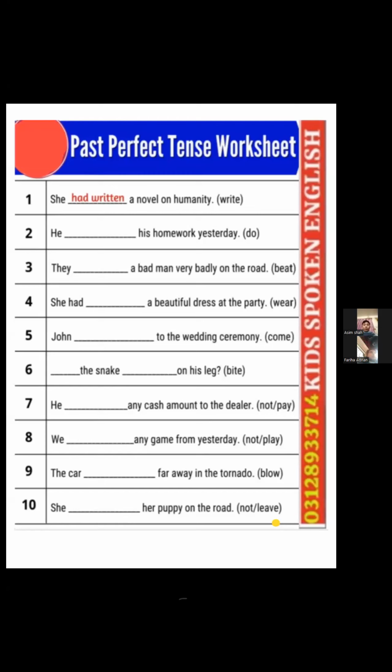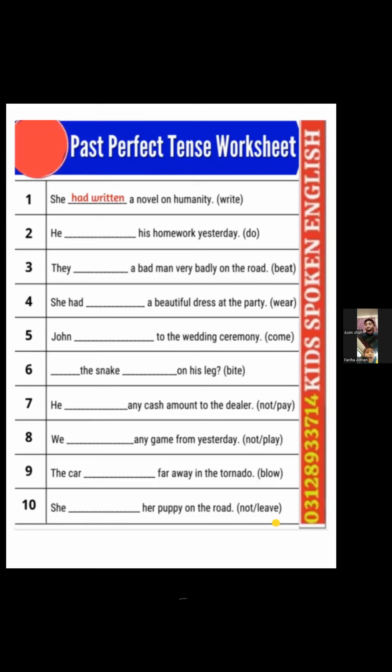Okay, got it. So let's move on to Saad Ali. Saad Ali, are you there? Yes, teacher. It is written here: She had written a novel on humanity. The word is there, so you have to put the helping verb and the right form of the verb. Okay. You have to make the second sentence.